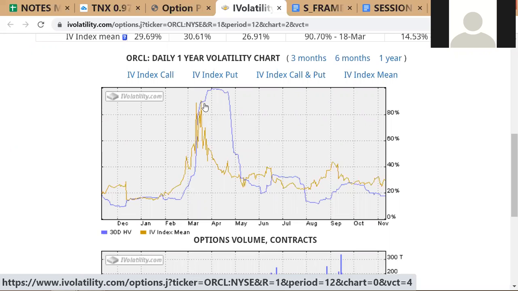So when that happens, this measure is likely to go up. The historical volatility measure is likely to go up when that happens.